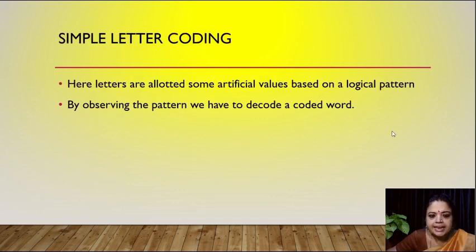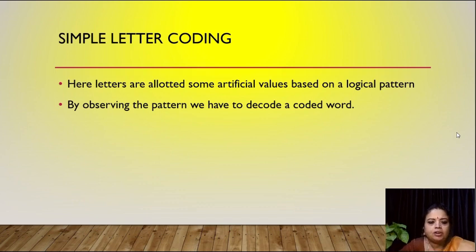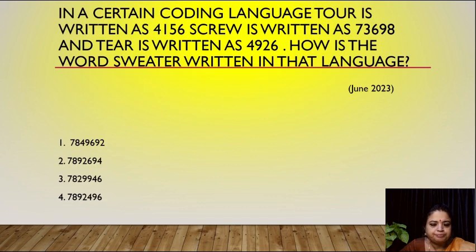In the first case, simple letter coding, letters are allocated some artificial values, and it is based on some logical pattern, and once you observe that pattern, we can decode a coded word. So it is actually simple. When you see a problem, it will be clear to all of you. So this is a question which has been asked for the June 2023 examination.